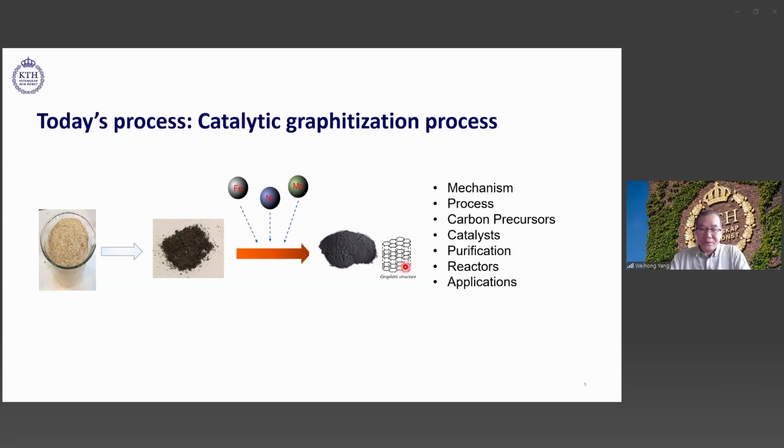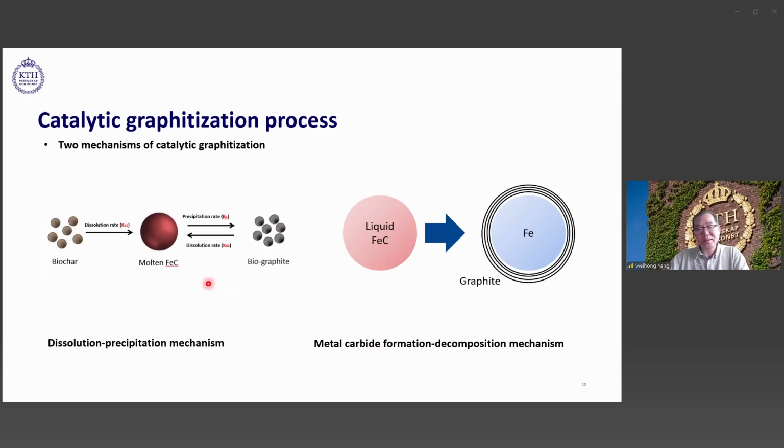In principle, what we need is a mixture of the char and the catalyst to make it graphite. What is the mechanism behind this? There are two mechanisms people agree on. The first one is the dissolution and precipitation mechanism. That means we have the biochar and we have the metals. The biochar dissolves into the iron and these metals, then after a certain time the carbon precipitates, and then you get the graphite.